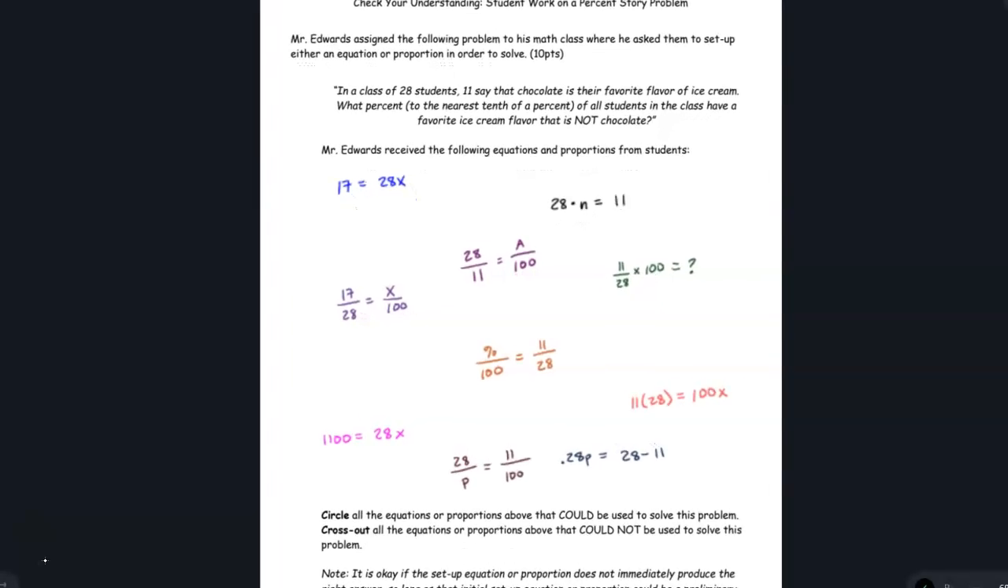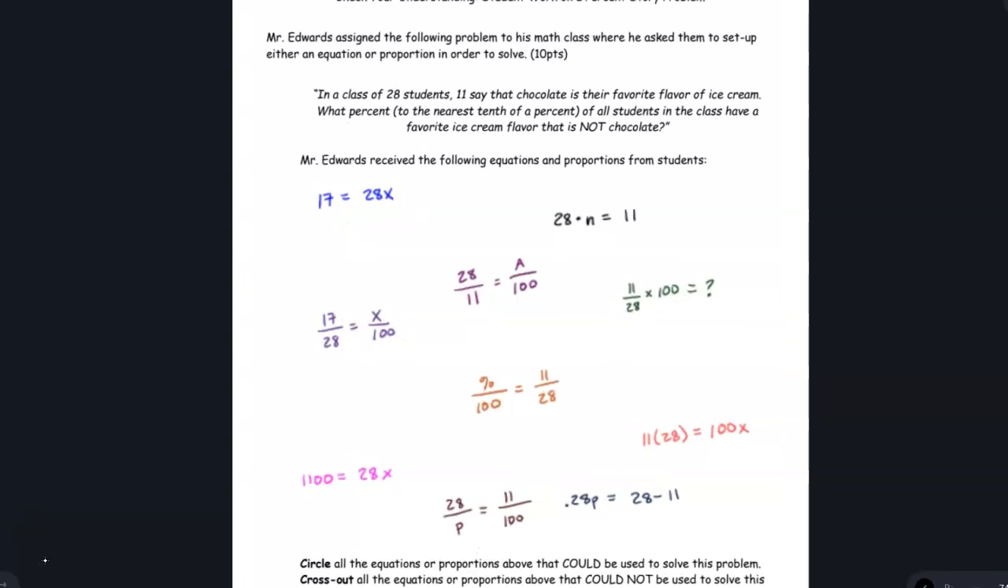Here we have a story problem. In a class of 28 students, 11 say that chocolate is their favorite flavor of ice cream. What percent, to the nearest tenth of a percent, of all students in the class have a favorite ice cream flavor that is not chocolate?